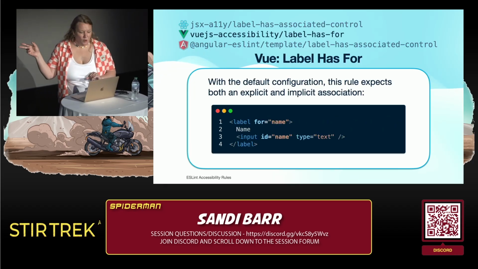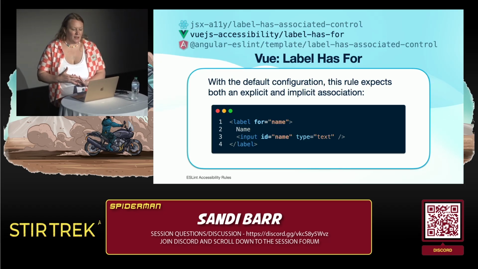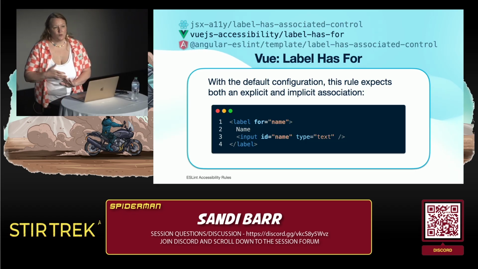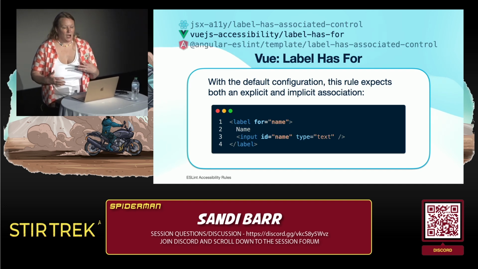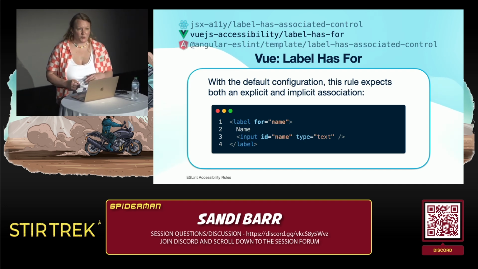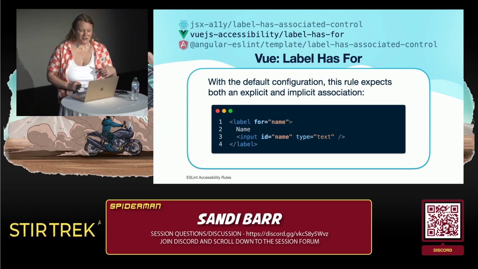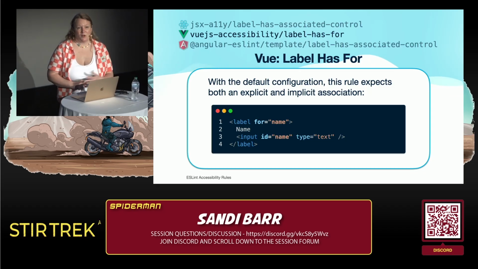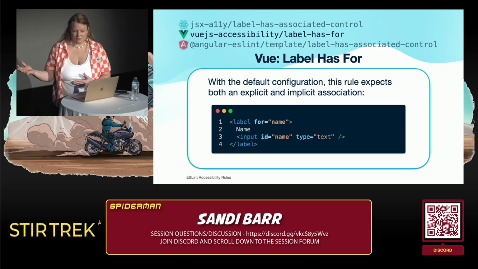The label has for rule in view is the comparable rule that is similar to label has associated control. This rule used to exist in the JSX and Angular ESLint plugins, but it has been deprecated, and it's the predecessor of the previously mentioned label has associated control. There's actually a ticket open as well on the Vue.js accessibility plugin to also deprecate this rule and move to label has associated control so that we can have a similar rule set and similar functionality.